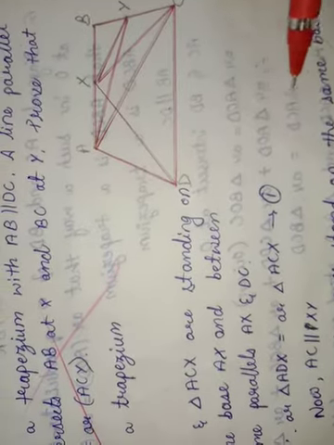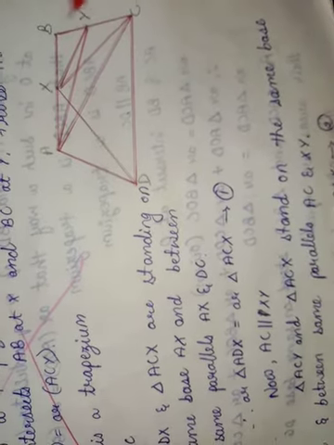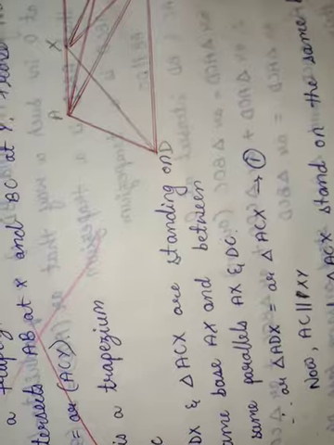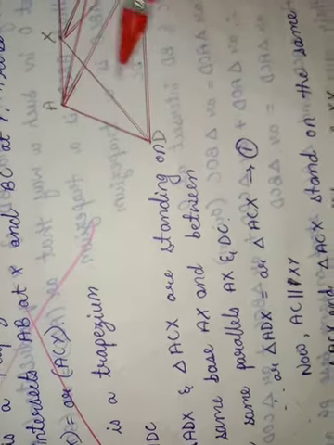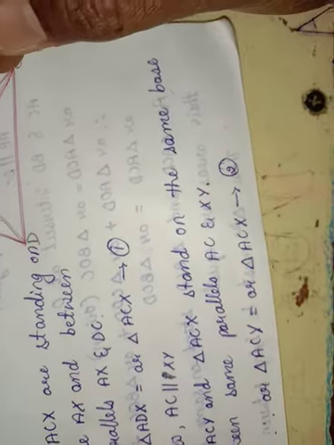A line parallel to AC intersects AB at X and BC at Y. Prove that area ADX is equal to area ACY. Now, ABCD is a trapezium, AB parallel to CD. Triangles ADX and ACX are standing on the same base AX and between the same parallels AX and CD. Therefore, area of triangle ADX is equal to area of triangle ACX, call that 1.